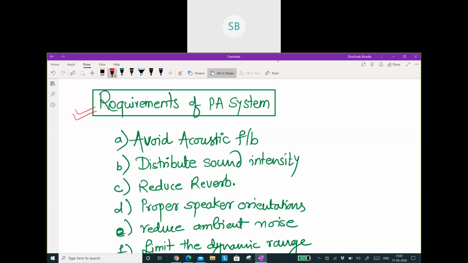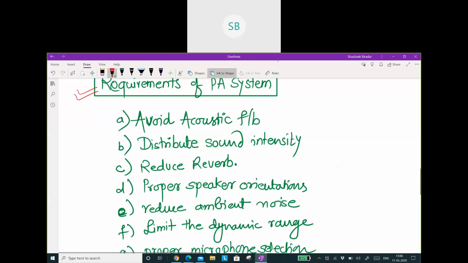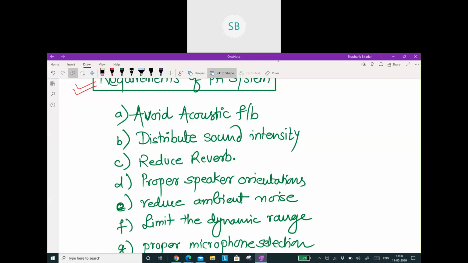So what are the basic requirements that one should consider while assessing the public address system? First of all, you need to understand for what purpose you are utilizing the system. So the application is important, right? There are some constraints, so let us go one by one.